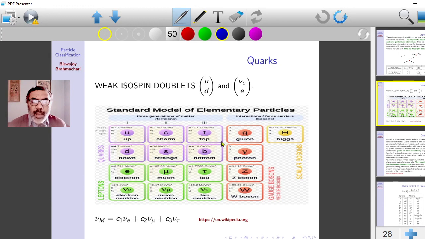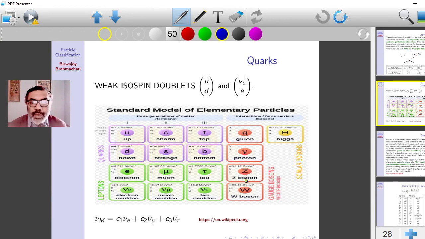Then this column is the force carriers, or the gauge bosons. This is the gluon, which is the force carrier of the strong interaction. Photon, force carrier of the electromagnetic interaction. Z and W bosons are the force carriers of the weak interaction. And the Z and W bosons are massive. The Z boson has mass 91.2 GeV and the W boson has mass 80.4 GeV. But very early in the universe, they were also massless.